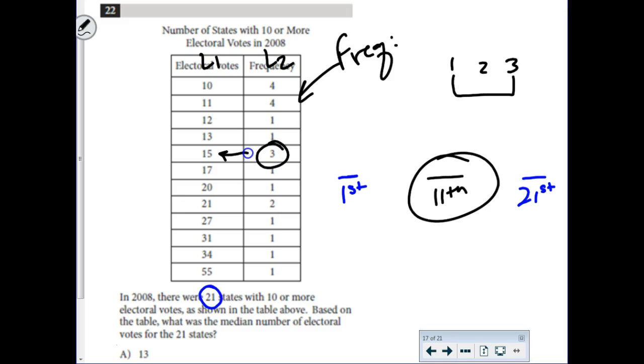Now, if it made you feel really happy to type stuff into list 1 and list 2 and find the median that way, you go for it, kids. You're excellent typers. You text message all day long. So I have no problem with you doing that.